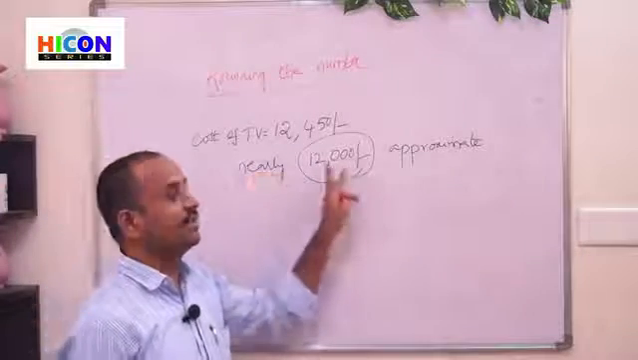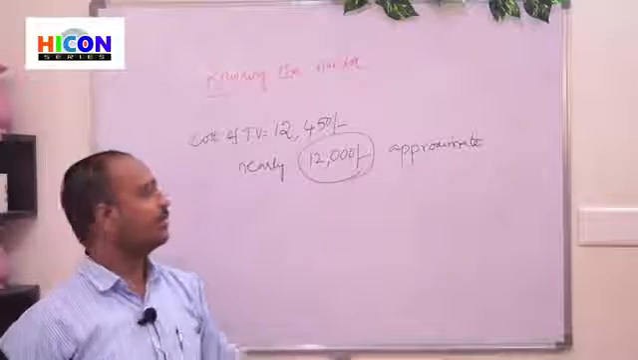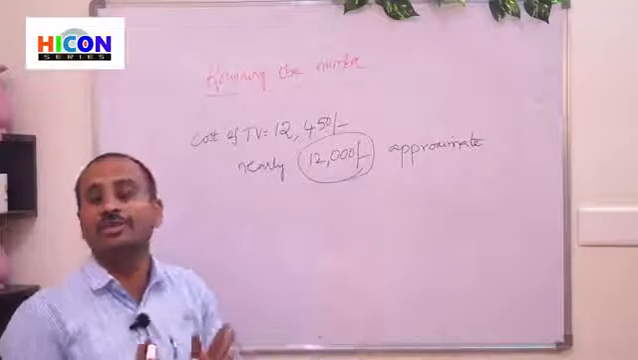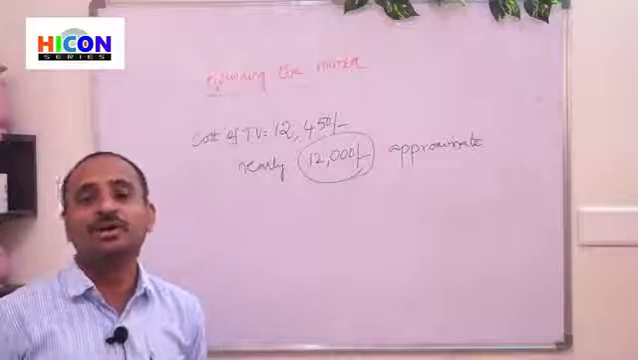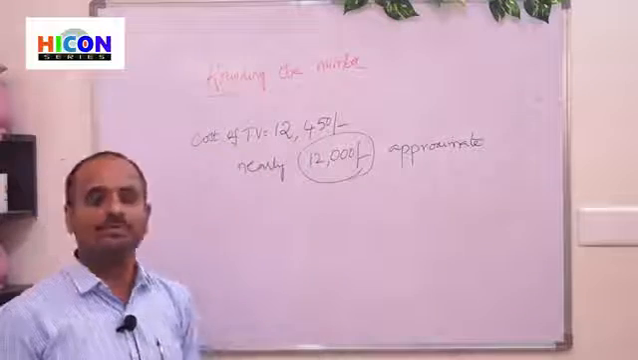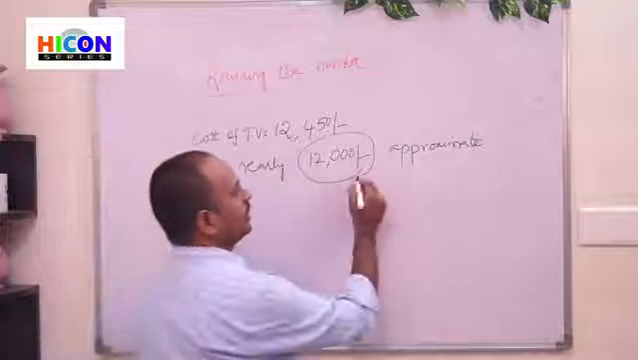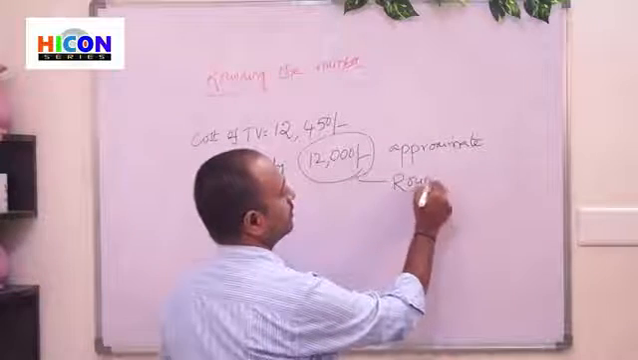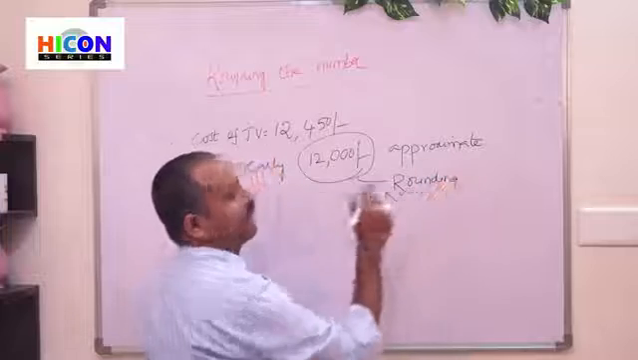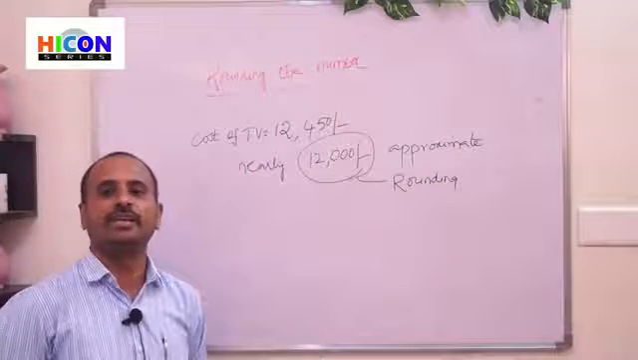And this approximate number is not the exact number. It does not give the exact number, but it gives the number which is nearer to the exact value. So this number is called a rounded number, and this approximation is called rounding. In this way, we can use the concept of rounding in some situations in our daily life.